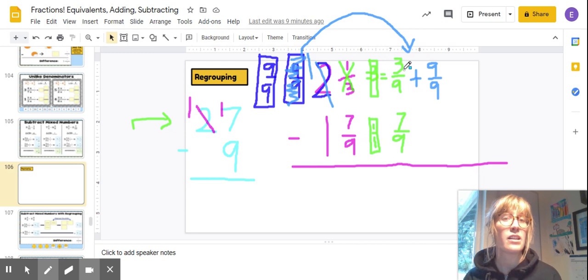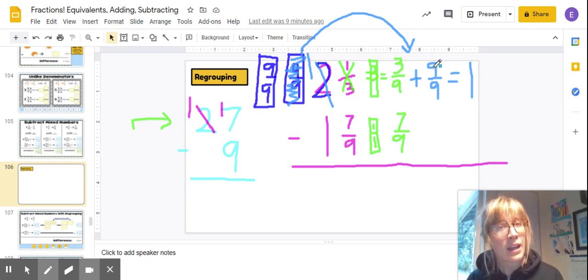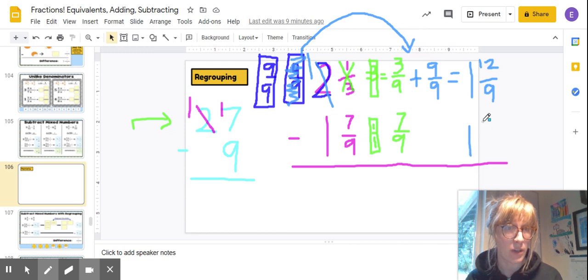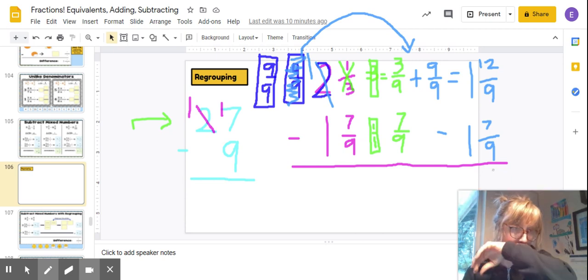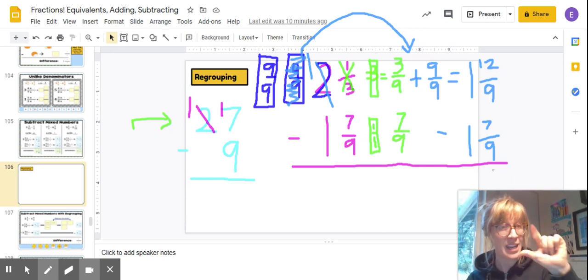This has changed looks into 1 and 3/9 plus 9/9. Okay, so now we have 1 whole and 9, 10, 11, 12 ninths. So we've created an improper fraction. 1 and 7/9 hasn't changed, so I'm just going to bring that over here. Cool. Well, now our top numerator is bigger than our second numerator. So now we can just subtract normal. So 12 minus 7, 7, 8, 9, 10, 11, 12 is 5/9.